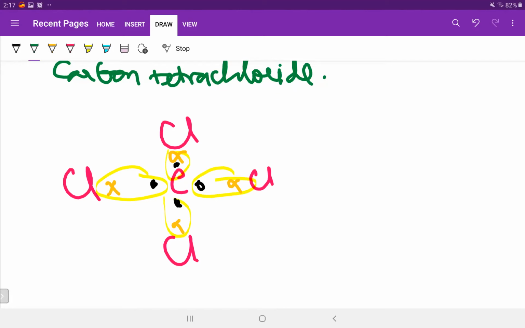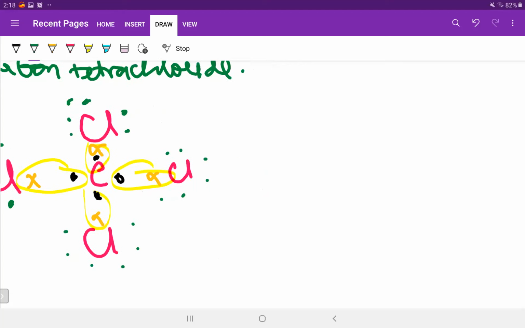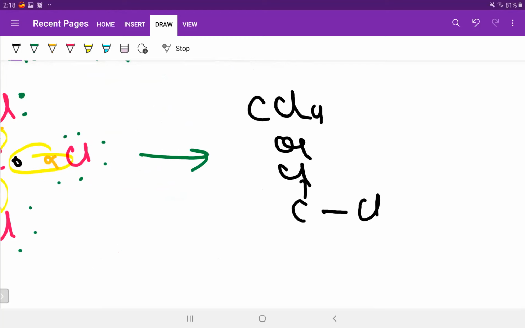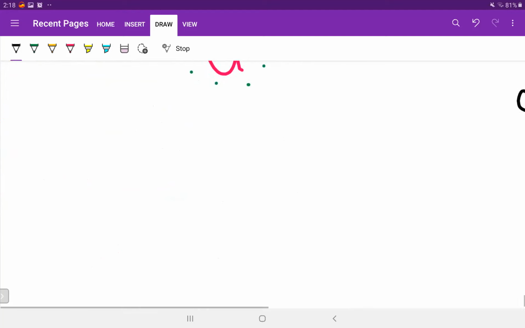And chlorine is having how many electrons? We all know, I don't need to repeat again and again. It's having 7. So 1, 2, 3, 4, 5, 6 around each chlorine. Okay, clear? What will be the bond? CCl4. So it will be CCl4 with C in the middle and Cl, Cl, Cl, and Cl around it. Very good class. Very good going.